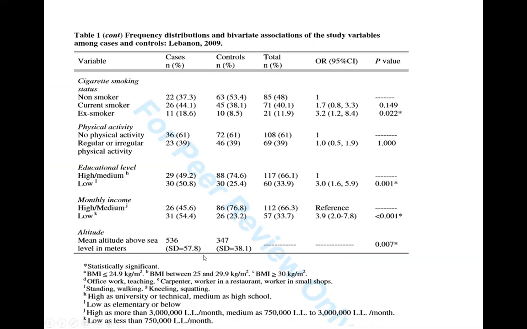So here we have a mean altitude. Here the altitude is continuous, and we are comparing the mean altitude among those who have osteoarthritis, which is 536, compared to controls, 347. So apparently cases are living at high altitude. Is it significant? Yes, it is significant.